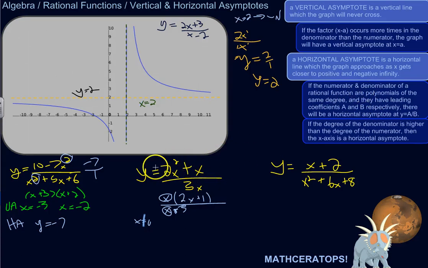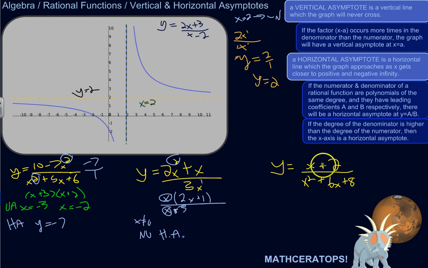Okay, what about horizontal asymptotes? So here, this is a second degree polynomial because the term with the highest degree is a second degree term. It's just 2x raised to the power of 2. Here we have a first degree. So if the degree of the denominator is higher than the degree of the numerator, then the x-axis is a horizontal asymptote. Well, here the numerator has a higher degree polynomial. So that doesn't apply. The numerator and denominator don't have the same degree of polynomial, so that doesn't apply. So no horizontal asymptote here. So that's fine. Doesn't have to have one. All right, let's do one more.